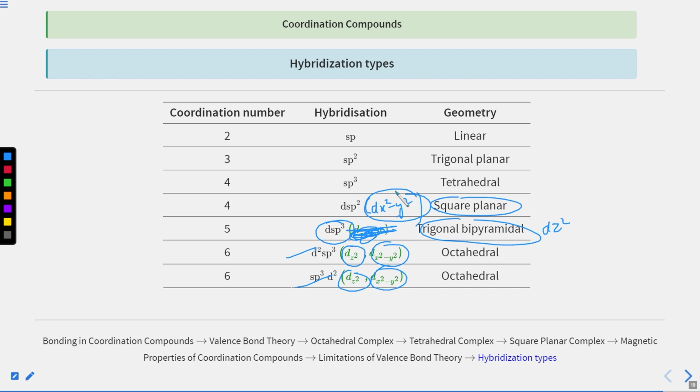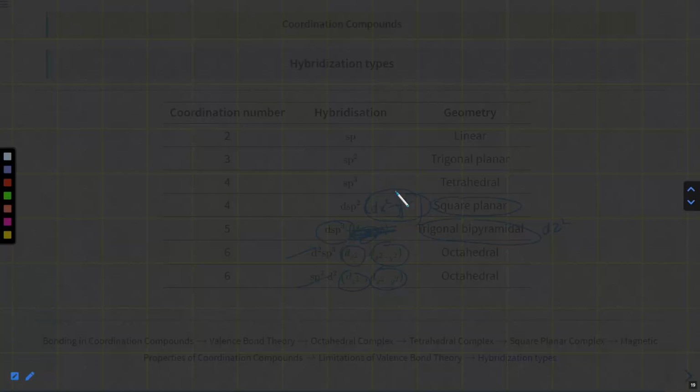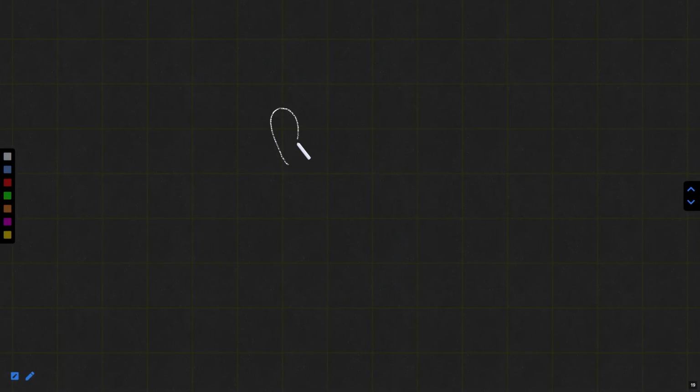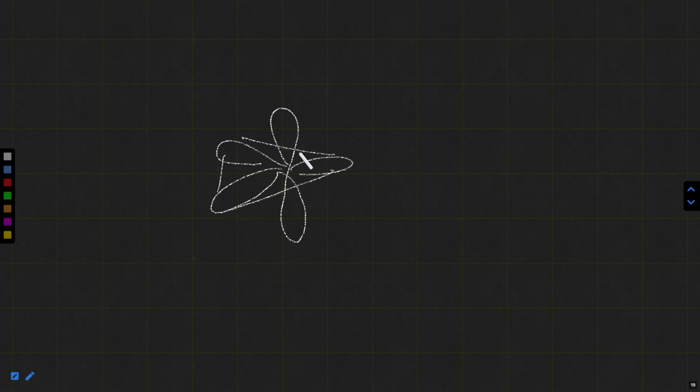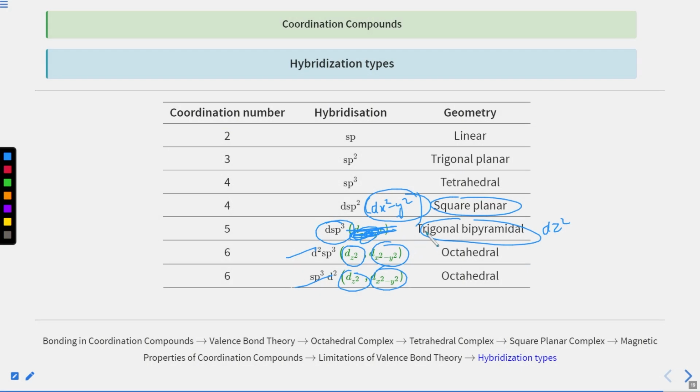Whereas in case of trigonal bipyramidal, this is not the case. It looks like this: we have this here, this here, and this here. This is the shape of trigonal bipyramidal. The d orbital that is involved is dz square, and the maximum density of dz square is along this orbital, which is on the equatorial part, right? You can try to rationalize it in this way.